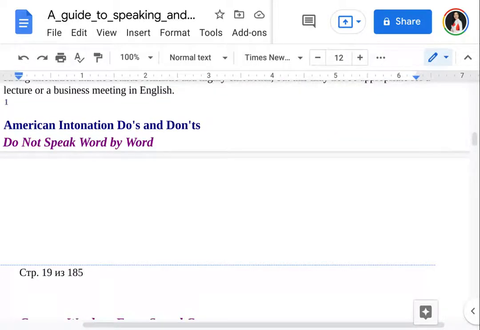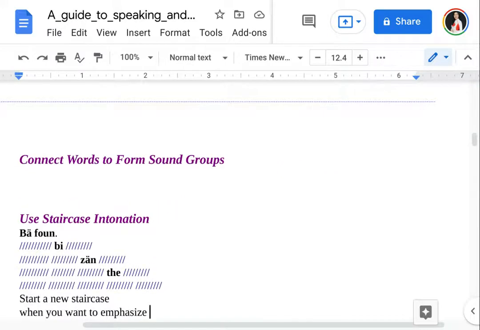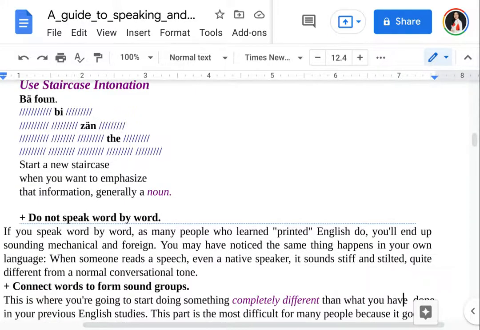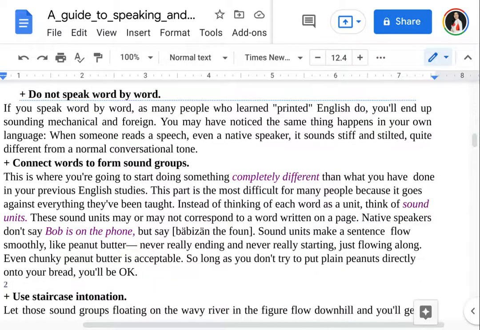American intonation do's and don'ts. Do not speak word by word. Bob is on the phone. If you speak word by word, as many people who learned printed English do, you'll end up sounding mechanical and foreign. You may have noticed the same thing happens in your own language. When someone reads a speech, even a native speaker, it sounds stiff and stilted, quite different from a normal conversational tone. Connect words to form sound groups.